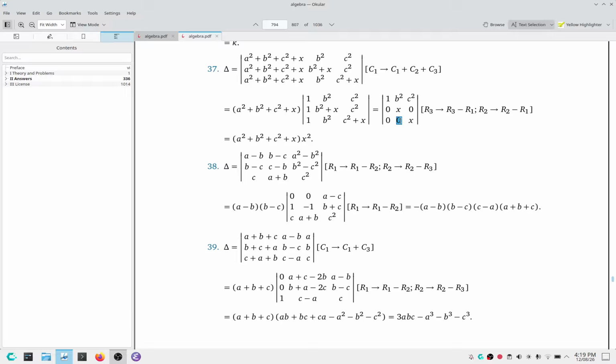Over here, R3 is equal to R3 minus R1. So b square will cancel this as well, and x will remain here. So if you expand this, it will be x square. Now a square plus b square plus c square plus x is omitted here. It is a typing mistake. It should be here. So this is the final result of the calculation.